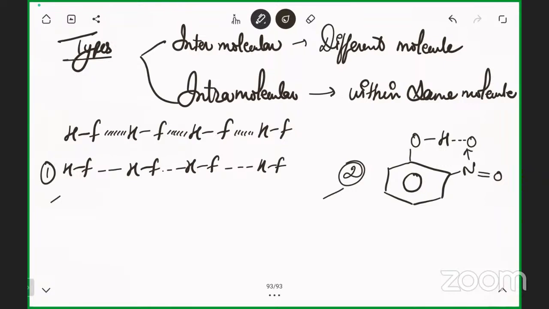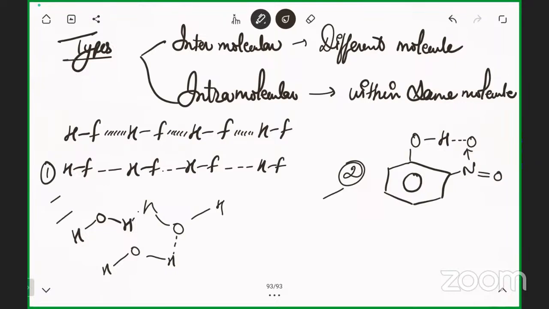Okay, what about water? Intermolecular. HOH, then O, here H, then you can take one more example, O, H, H. So this will attract, and they form a cage-like structure. That's why it is also considered intermolecular hydrogen bonding.